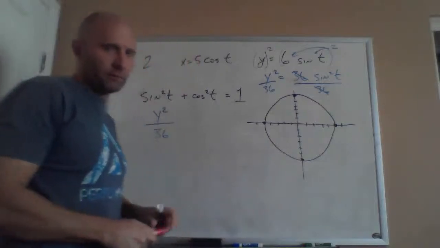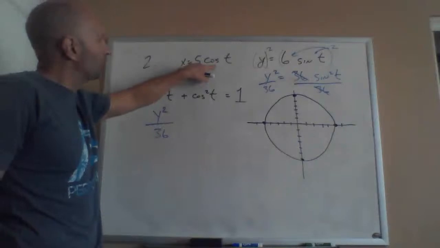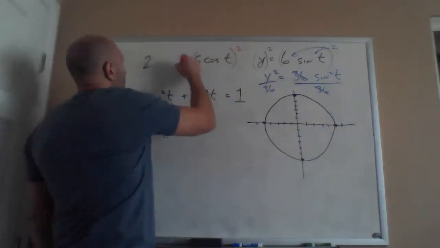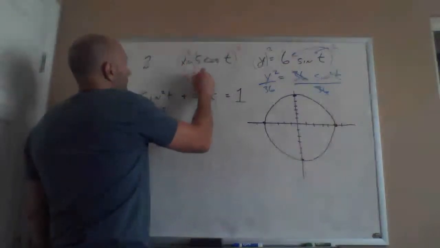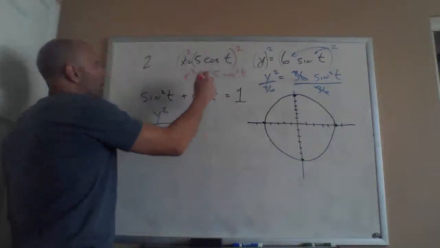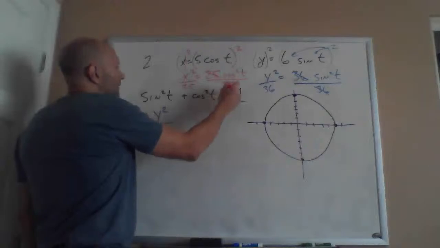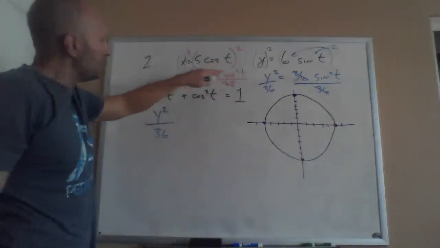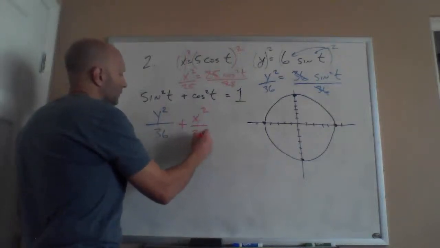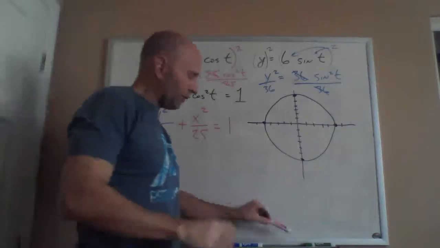All right, so the next one. I want cosine squared. I don't have cosine squared. I just have cosine by itself. So I'm just going to do the same thing again. Square both sides. I get x squared is 25 cosine squared. I want cosine by itself, so divide both sides by 25. Tells me cosine squared of t is x squared over 25. And this all equals 1, and that's it. We are done at that point.